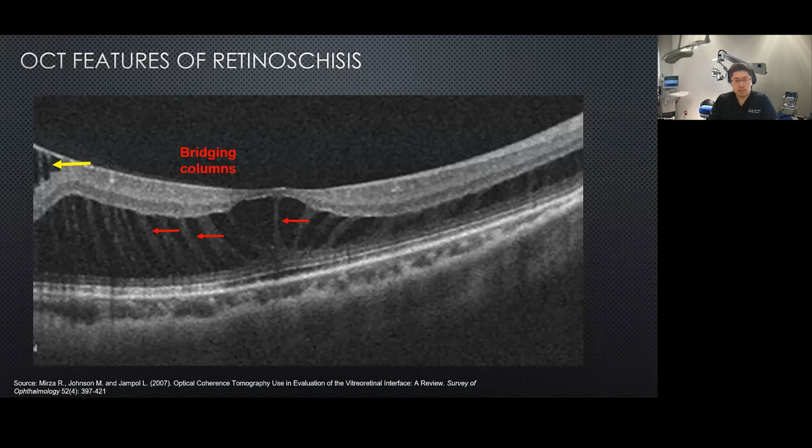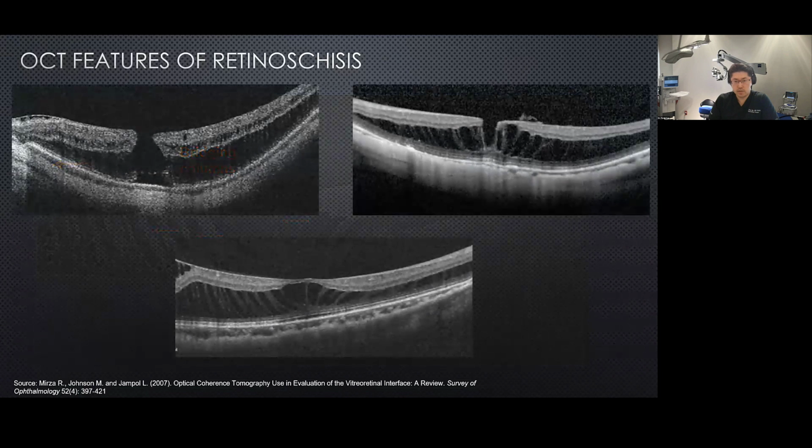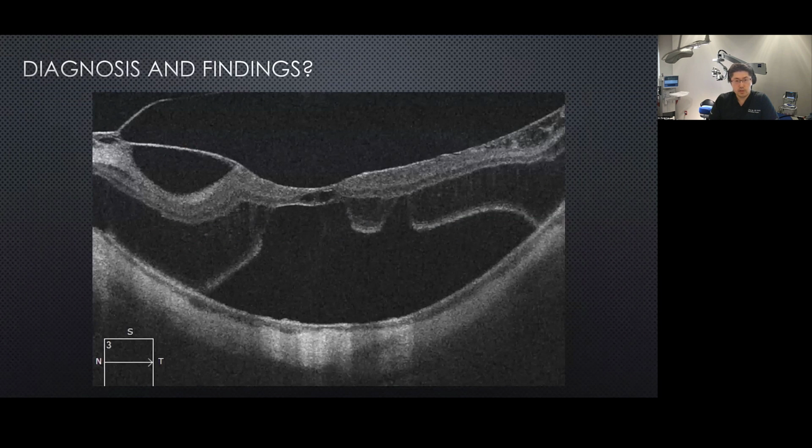So the bridging column is one of the features of retinoschisis, and you can see some other examples of retinoschisis. They all look the same, and a lot of the OCT interpretations are basically pattern recognition. And if you recognize one, sometimes you will be able to recognize different presentations. So let's put this all together, what we just talked about.